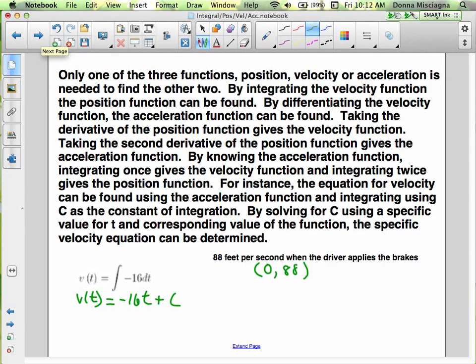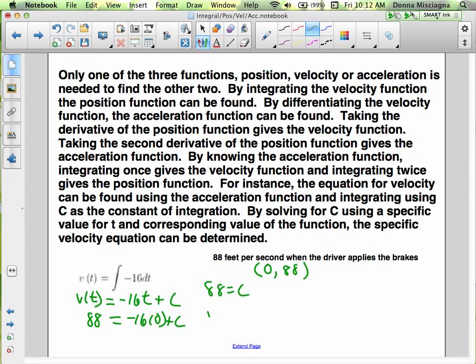Right? This is an indefinite integral. We need to have the constant of integration. And now we're going to solve for c. Right? So we can plug in 0 for t and set the function equal to 88. Replace v of t with 88. So 88 equals -16 times 0 plus c, and you can see that c is 88.